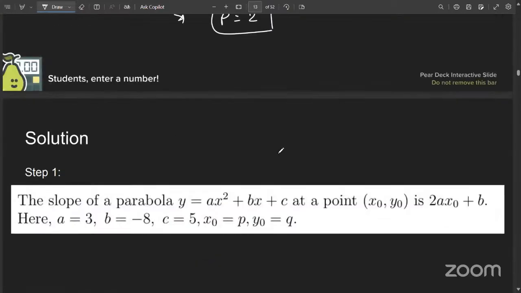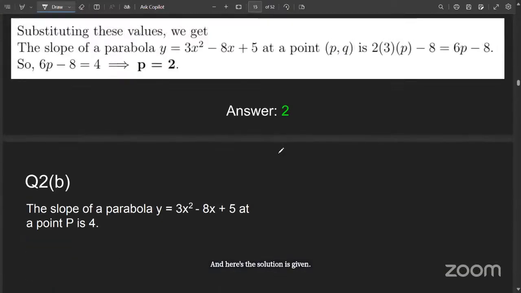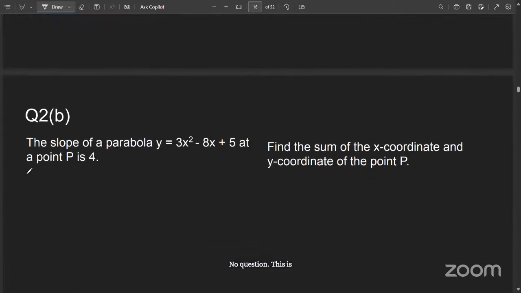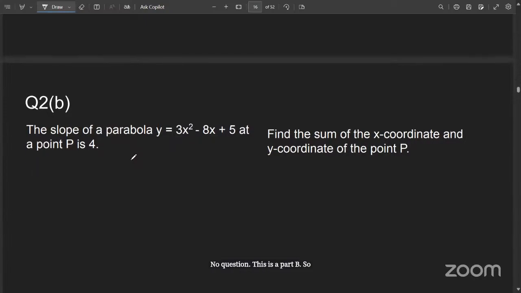And here the solution is given, so you can check the answer is 2. Now this is part B. The slope of the parabola at the point P is given. What we have to find, if P is the x coordinate, is the sum.